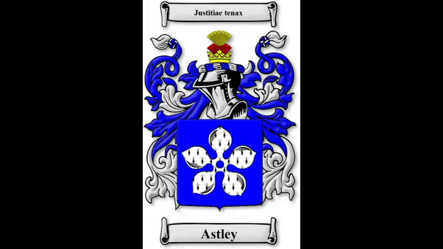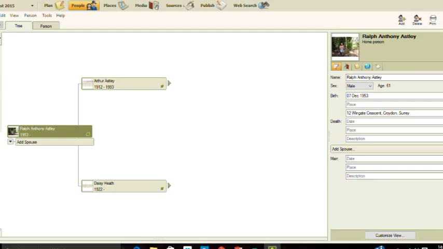So let's go back to that point where I had virtually no idea of my family tree and show you the software with my name on it and the name of my parents, and we'll assume that's all I've got to work with. So here we are, not much of a tree at the moment. I've entered my name, my date of birth, and my mother's name, Daisy Heath, and her date of birth, and my father, Arthur Astley, and his dates.